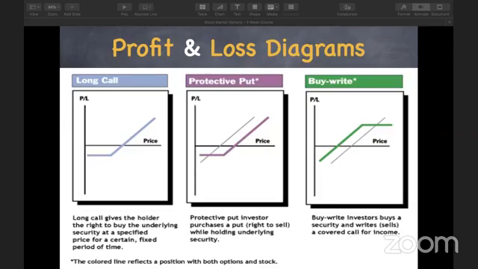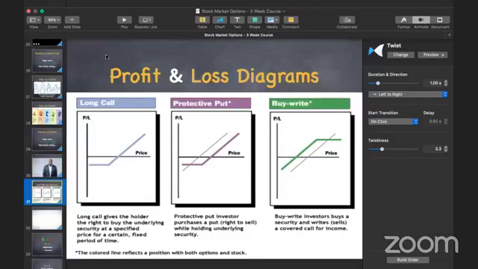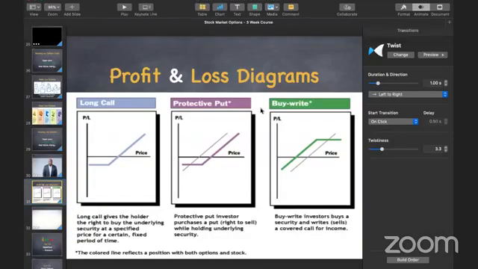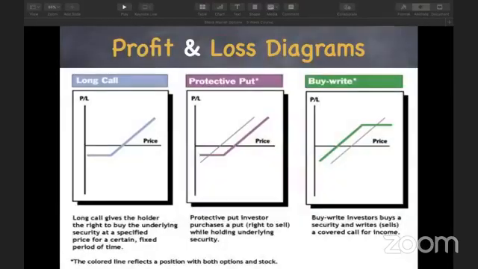So we'll make sure that you guys have this. This is the last little bit of the lesson for today. Actually, I know what I'm going to do. I'm going to keep it going with this profit and loss diagram. Give me one second.